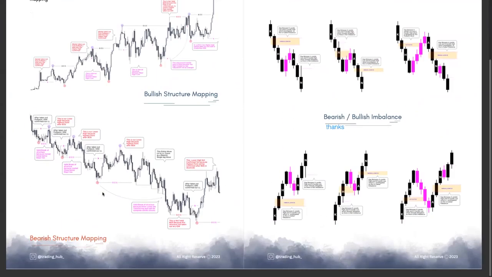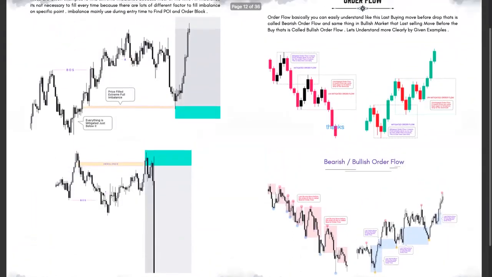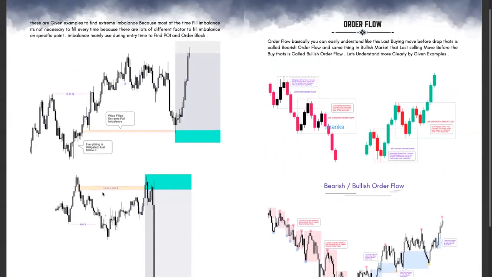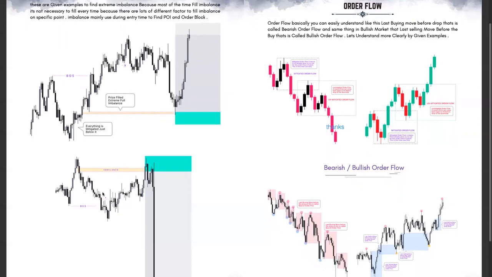Okay. And this is about order flow. Okay. And it's all about order flow.